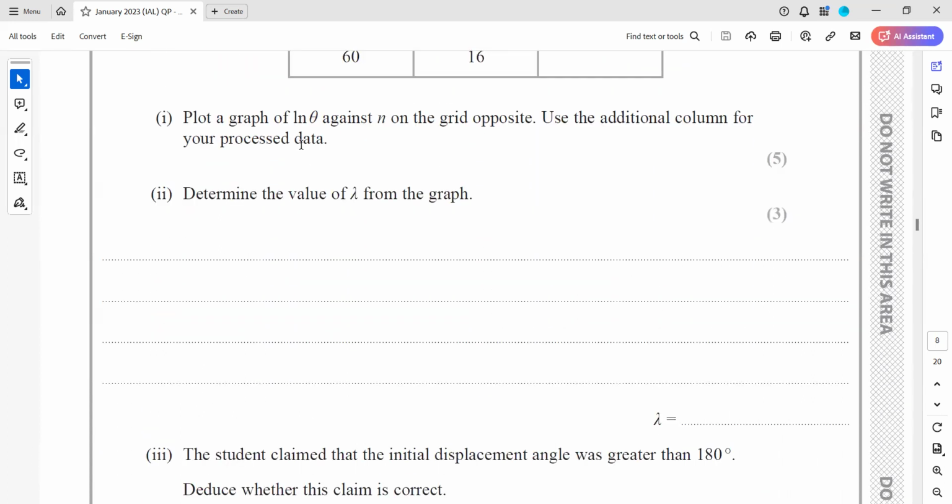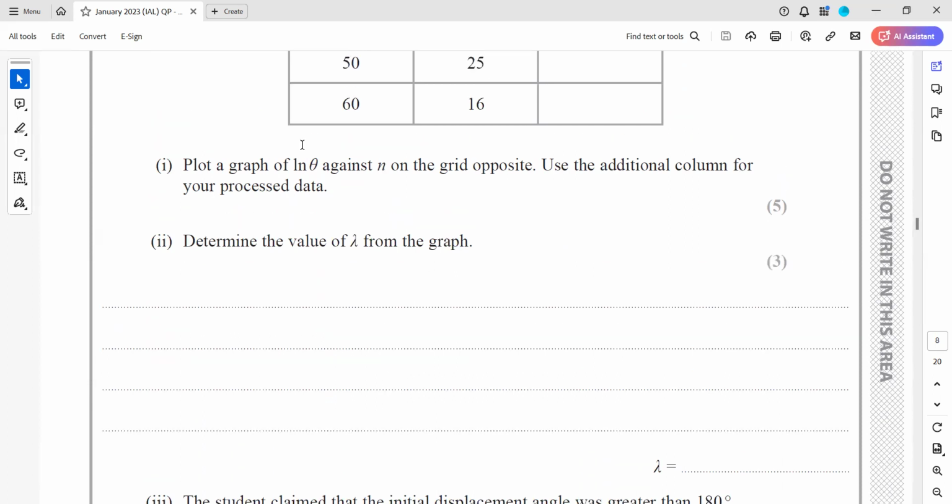Determine the value of lambda. As I mentioned, when you compare with the equation of a straight line, your gradient is minus lambda. So from your graph, work out the value of the gradient, which is y2 minus y1 over x2 minus x1, and that will be equal to minus lambda. So you will work out the value of lambda.